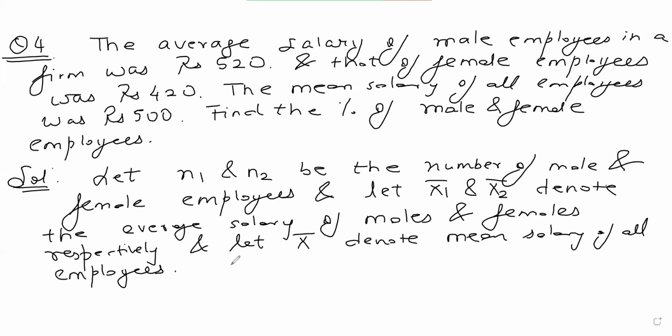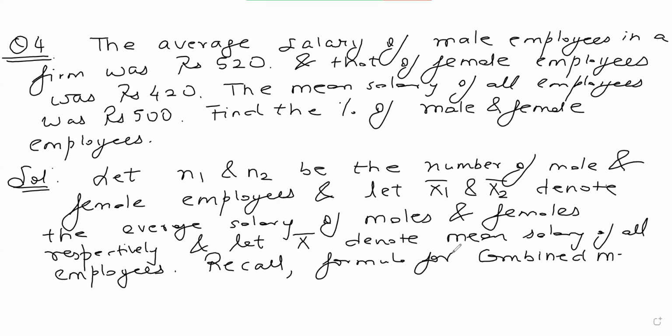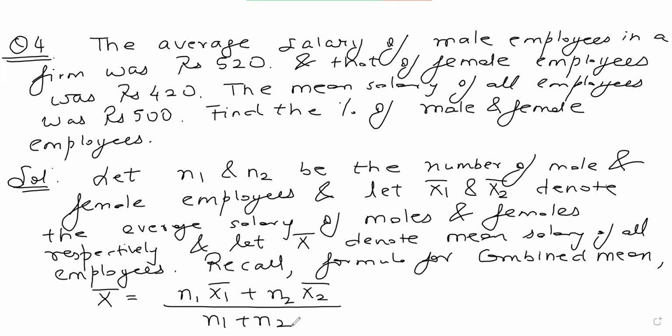Recall the formula for combined mean. Suppose we have two groups, 1 and 2. The combined mean X bar is N1 times the mean of the first group plus N2 times the mean of the second group, over N1 plus N2. N1 is the number of observations in the first group. X1 bar denotes the mean of the first group. N2 is the number of observations in the second group. X2 bar is the mean of the second group. X bar is my combined mean.